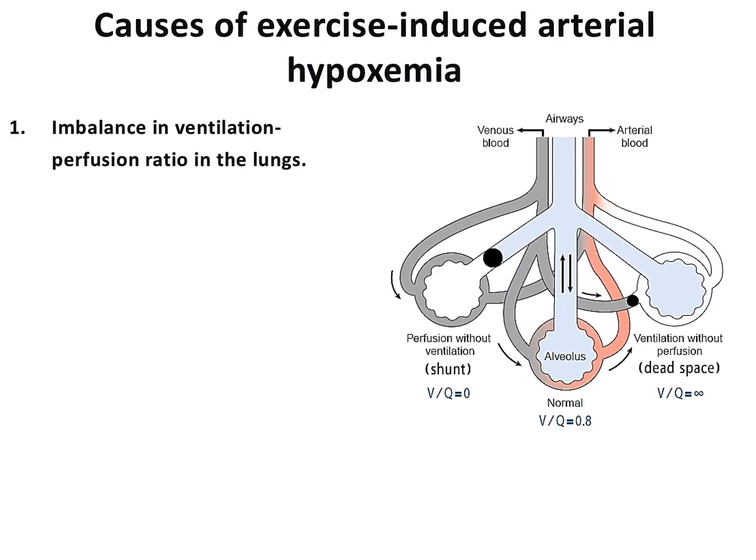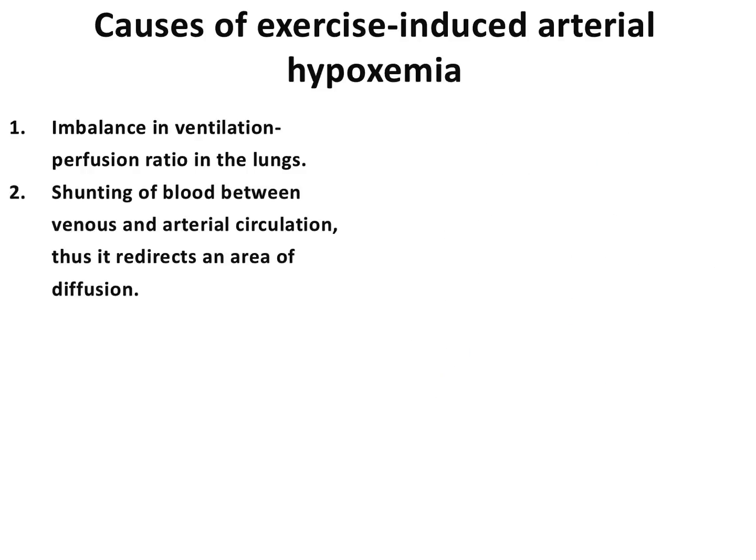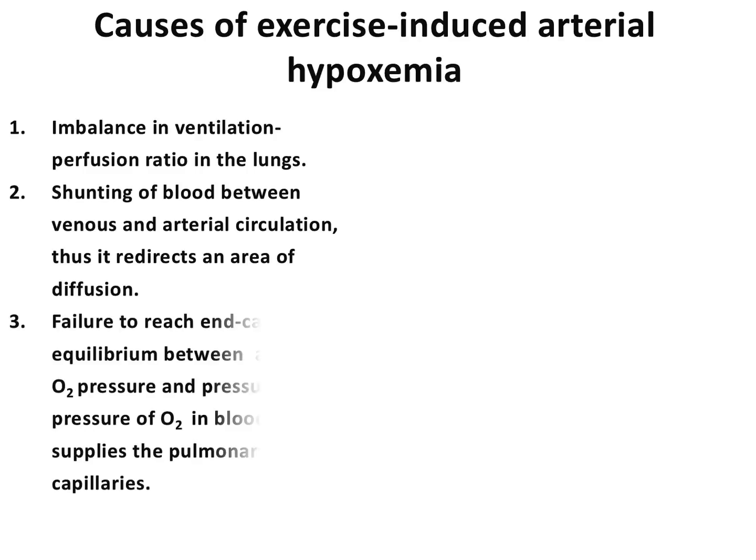The causes of exercise-induced arterial hypoxemia are imbalances in ventilation-perfusion ratio in the lungs. Remember study unit 1.1 for this. Shunting of blood between venous and arterial circulation. Thus, it redirects an area of diffusion. Failure to reach end capillary equilibrium between alveolar oxygen pressure and oxygen pressure in the blood that supplies the pulmonary capillaries.